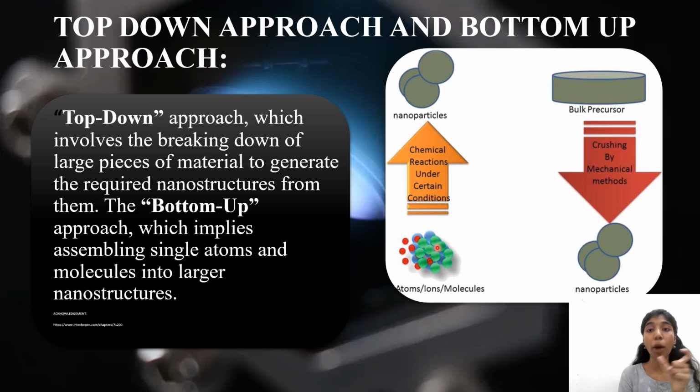When you're talking about the top-down approach, you have the bulk precursor, which is crushed down using various mechanical methods into nanoparticles, that is, particles of a desired size. So this is your bottom-up approach and your top-down approach. In particular, since we're talking about the cluster beam evaporation method, which category do you think it will fall into? It's nothing but your bottom-up approach. So how is this being carried out? That is what we are going to talk about today.